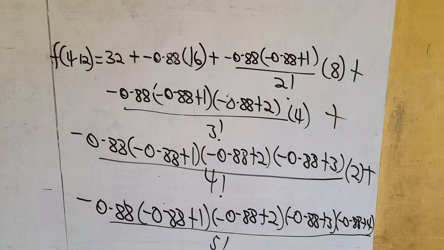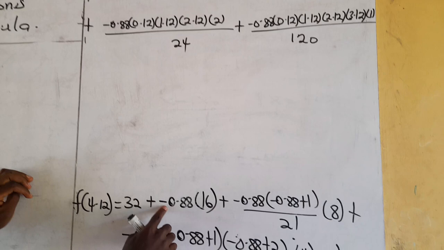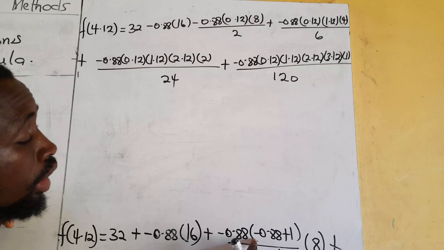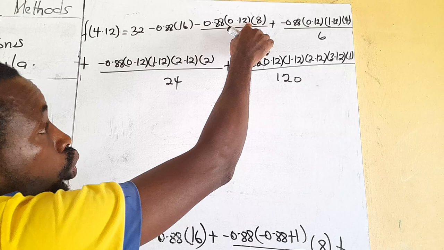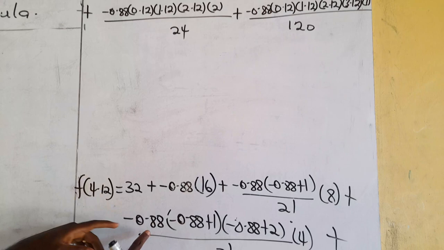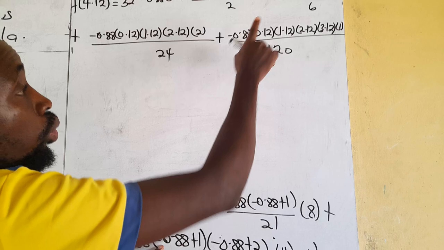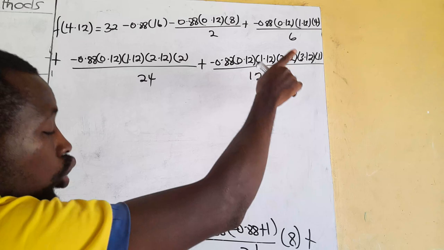Then we simplify this further. We get our 32 is there, then negative 0.88 times 16. Then our negative 0.88. Now negative 0.88 plus 1 will give us 0.12 times our 8, and 2 factorial is still 2. Now we'll come here, our negative 0.88 is there. Negative 0.88 plus 1 will be 0.12. Negative 0.88 plus 2 is 1.12 times our 4, and 3 factorial is 6.